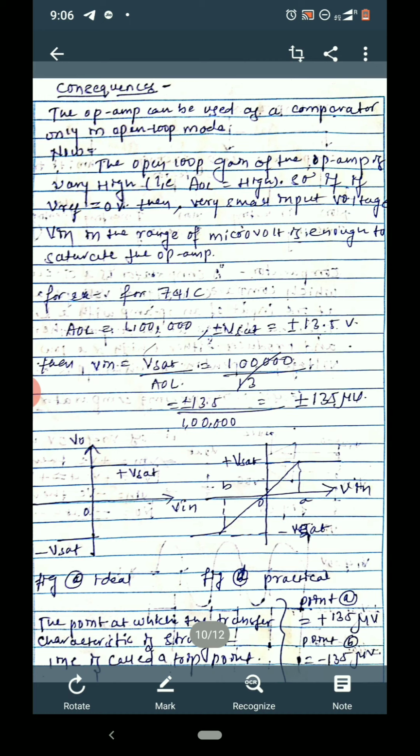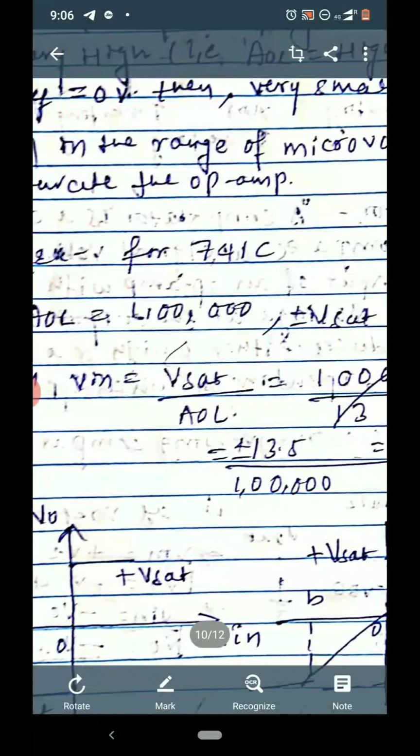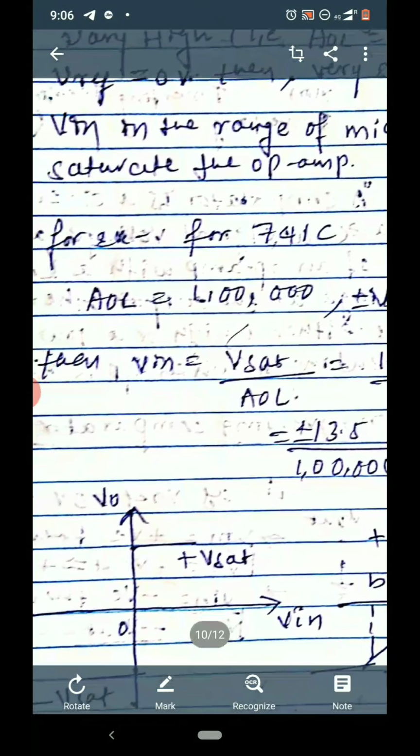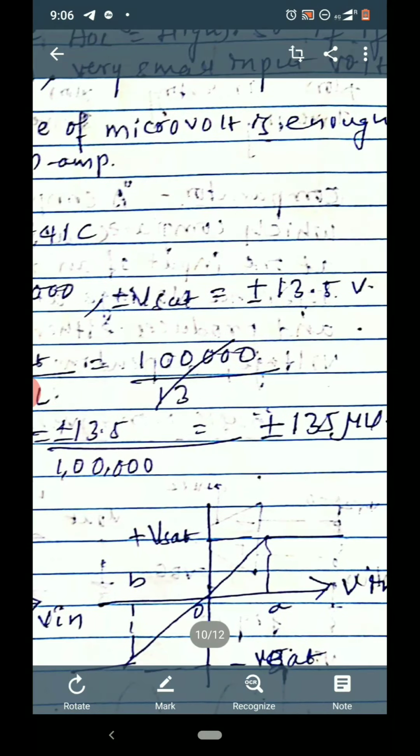Now I have taken an example of the 741 IC for better understanding. You will understand by this example in a better manner. See, the AOL of the 741 IC is 1 lakh. Plus or minus V saturation, let us consider it is 13.5 volt.